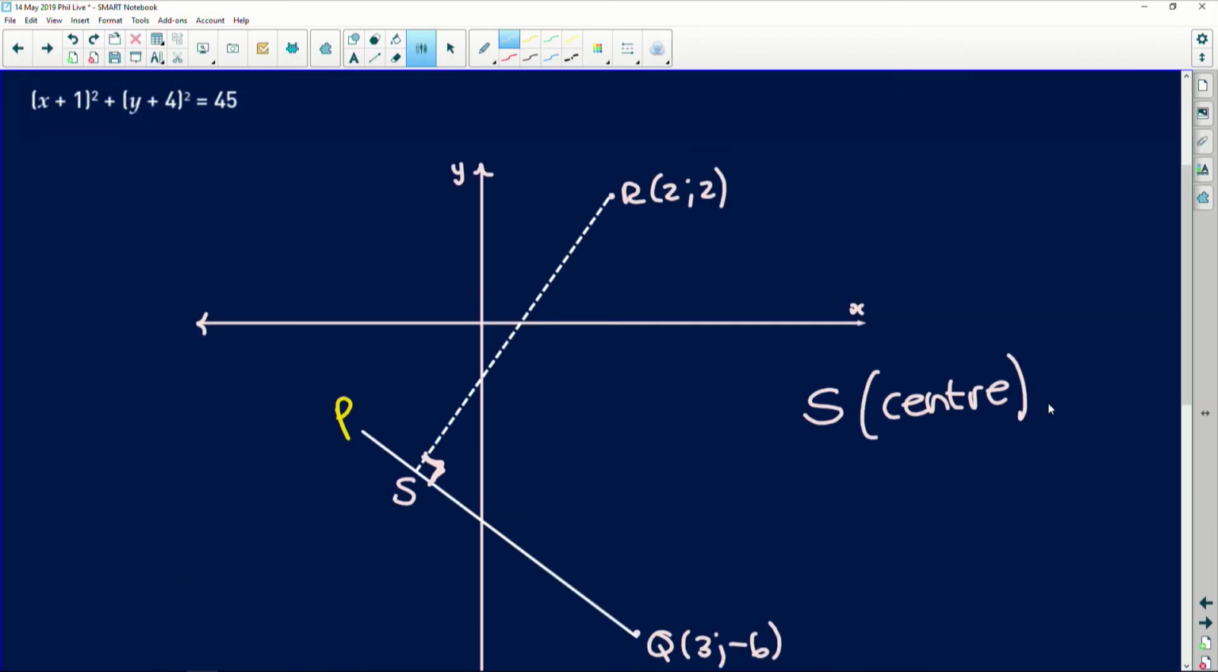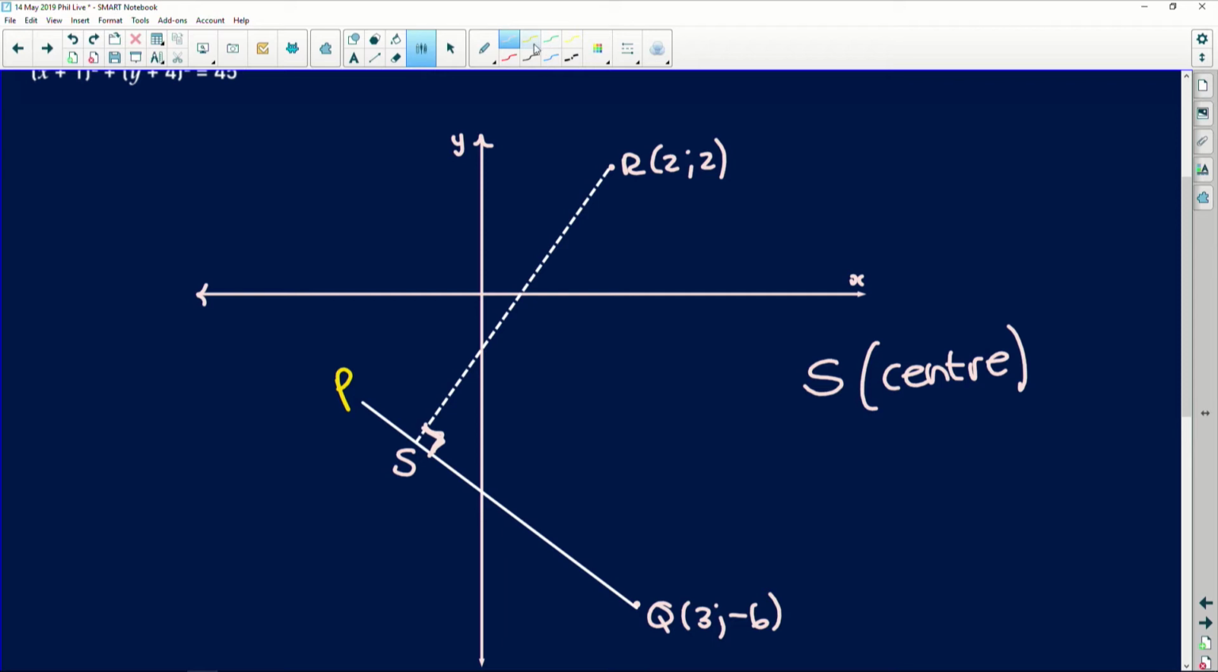Okay, so let's carry on with this question. I'm going to use the fact that I said that MRS multiplied by MPQ is equal to -1. Let me get this in the right color.